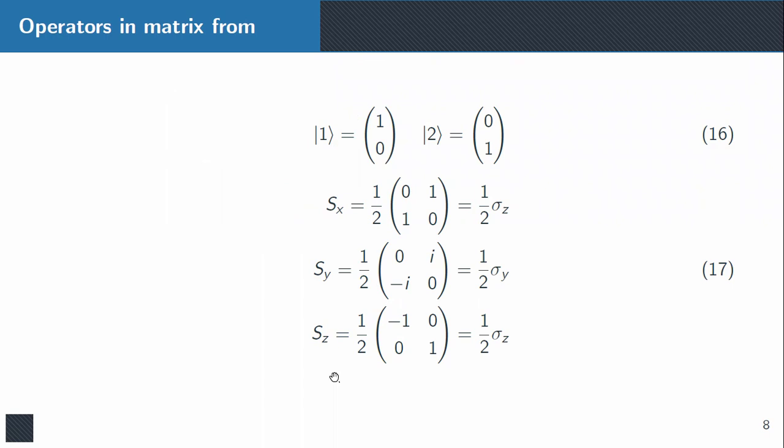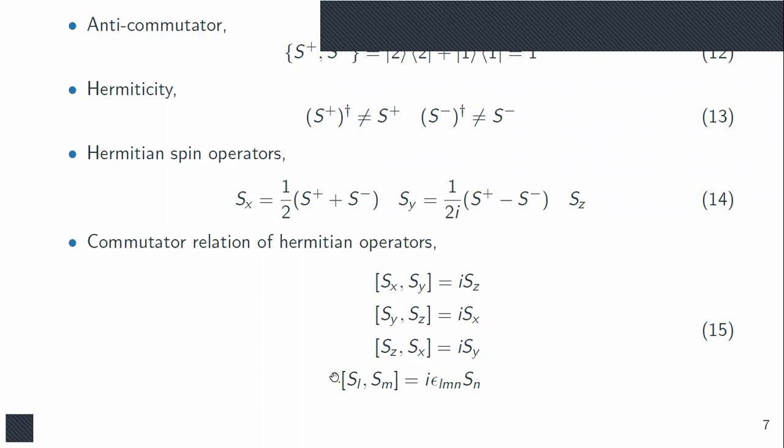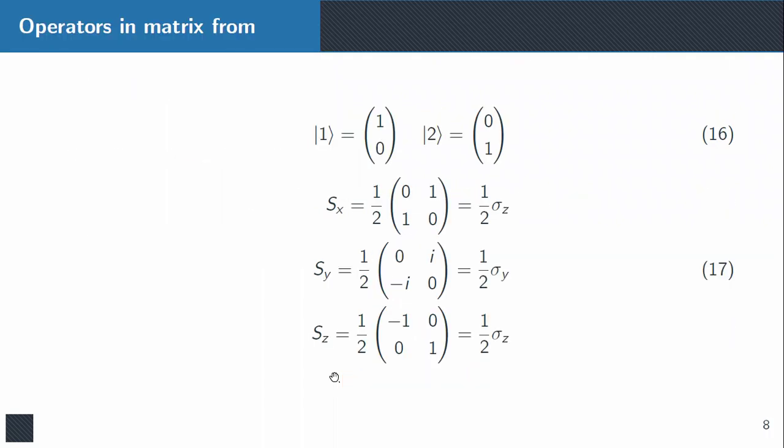So these operators could be written in matrix form, as we could define the cat1 and cat2 in column vector form, and this could be taken as the computational basis that we usually define in quantum information. Using these forms in equation 14, we could write the spin operators in matrix form, and these are just the Pauli matrices with a factor of half. These are the Pauli matrices that we usually encounter in our introductory quantum mechanics course.